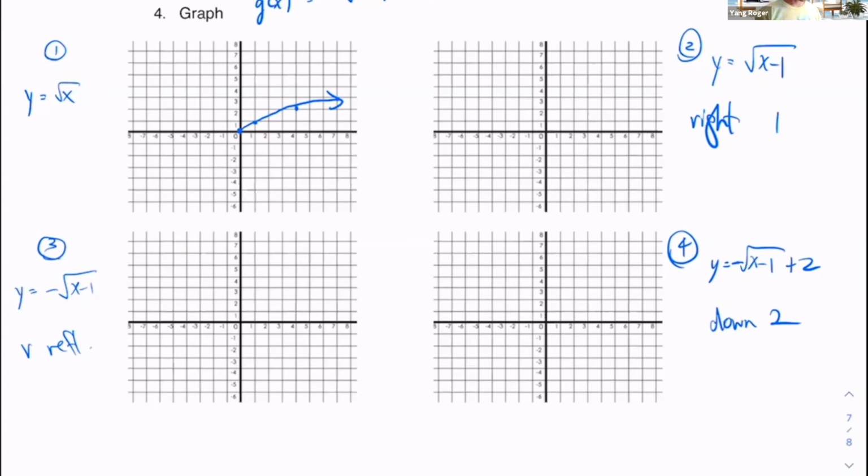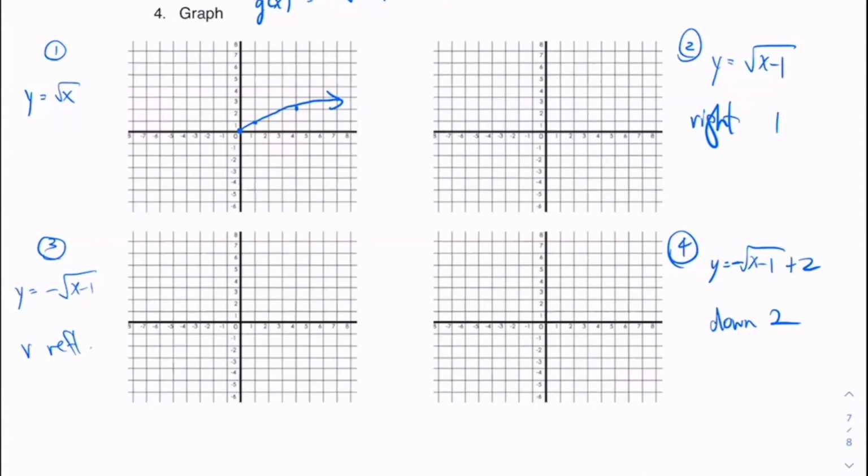So like I was trying to keep track of (0, 0), (1, 1), and (4, 2), because I know the square root of 4 is 2. And then once I've established those three basic points, I just keep track of where those guys shift to. Does that make sense? Yeah, that makes sense.